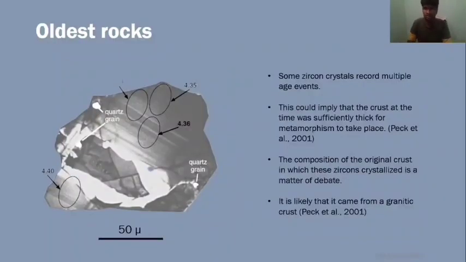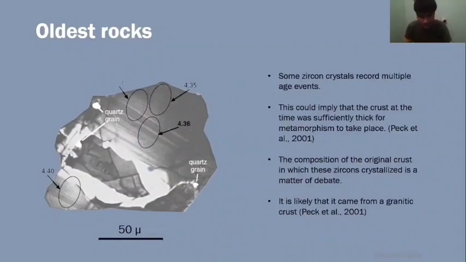And here we can take a deeper look into some of the zircons. In this particular zircon grain from the Jack Hills, we can see that the single zircon grain has preserved 3 different ages corresponding to 3 different thermal events. This is interesting because it implies that the crust at that time was thick enough for metamorphism to take place, so that these three different events were recorded in the same grain.